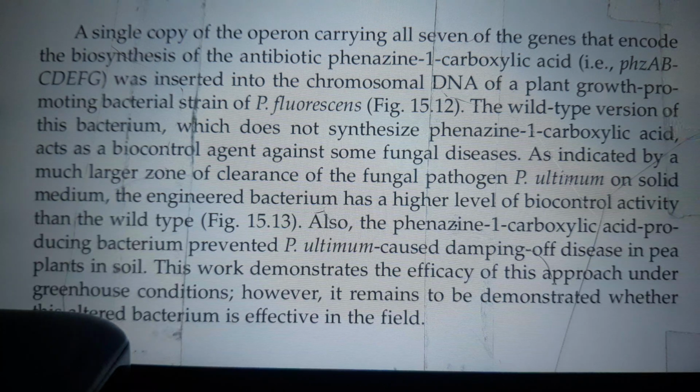P. ultimum on solid medium. The engineered bacterium has a higher level of biocontrol activity than the wild type. Also, the phenazine-1-carboxylic acid-producing bacterium prevented P. ultimum-caused damping-off disease in pea plants in soil. This work demonstrates the efficacy of this approach under greenhouse conditions. However, it remains to be demonstrated whether this altered bacterium is effective in the field.